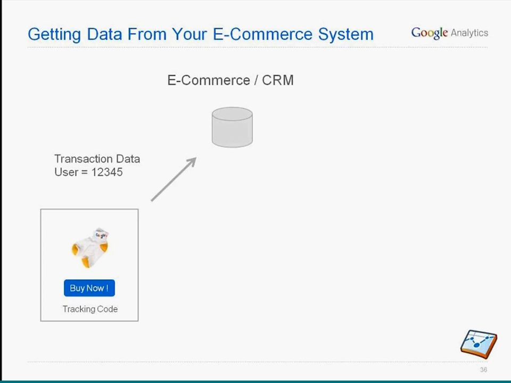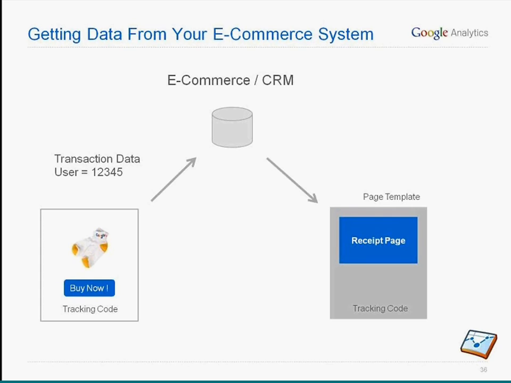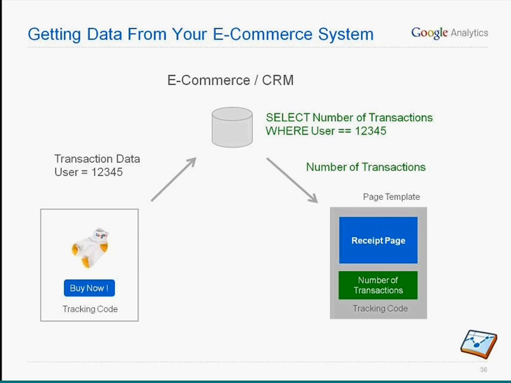When somebody clicks on the Buy Now button, they get sent to their e-commerce CRM system. And the transaction happens, the transaction data is sent over, and the user ID is typically, they have a billing address and credit card information. That's all sent to your e-commerce system. And what happens is the user is then redirected to the final receipt page, which has GA tracking code. Now what you can do in your system, using custom variables, is run a query to say, for this specific user who's created a transaction, how many previous transactions have they had? You can then send that data back to the template, and then use the template to write that information back to the site. Let's see how we would capture that information in Google Analytics.